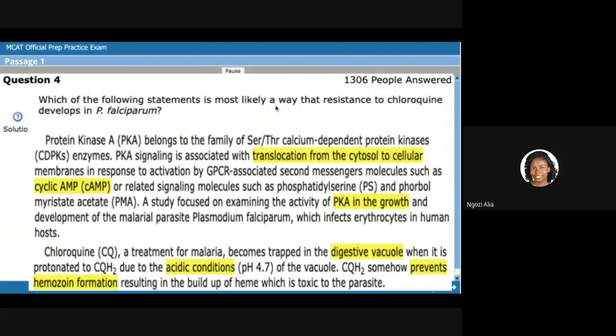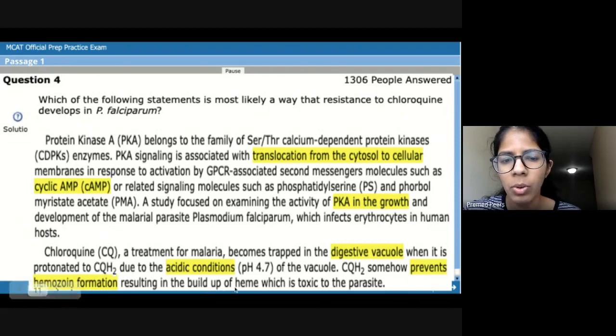Okay. So the chloroquine is acting as an inhibitor when it gets trapped in the digestive vacuole. And the mechanism isn't clear, it says somehow prevents, but the reason the vacuole is important is because it changes the chloroquine into a form that is actually able to act like an inhibitor. You see how it says CQH2 is the one that's preventing the hemozoin formation? We don't get that CQH2 unless the CQ gets trapped in the digestive vacuole. Is that clear up until there?